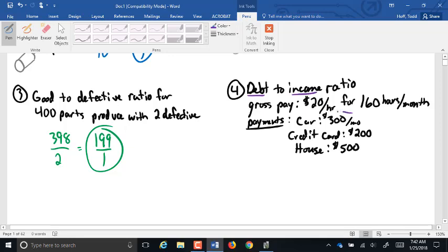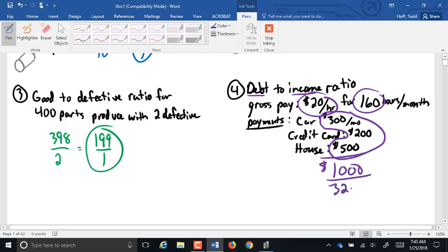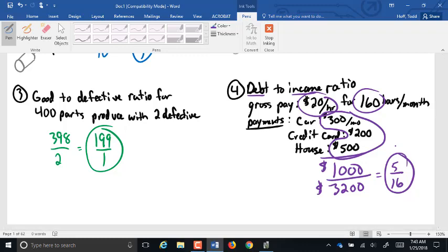So here we have debt payments: a car loan of $300 a month, credit cards of $200 a month, and a house of $500 a month. That's $1,000 per month. And you take your income, you're right, 20 times 160 is 3,200. So it's a debt to income of 1,000 to 3,200, which of course is going to reduce to a 5 to 16. Debt to income ratio. What banks usually look at is something less than a 1 to 3. A 5 to 16 is actually less than a 1 to 3. So that's not a bad debt to income ratio.